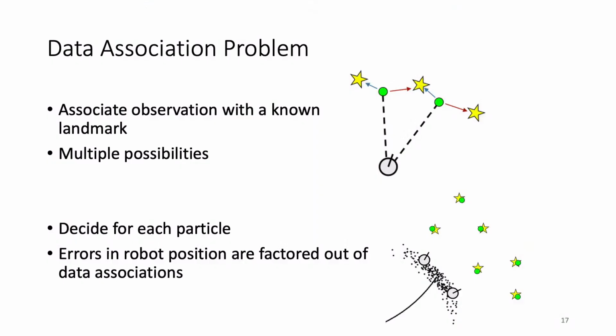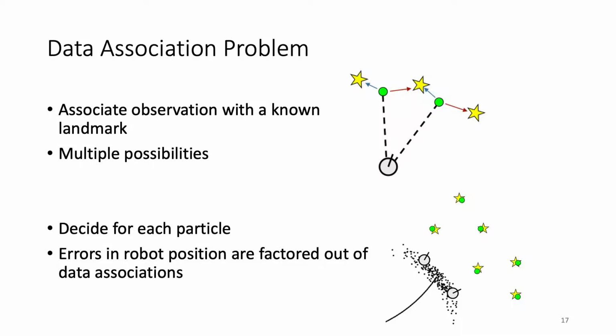Something every SLAM algorithm has to solve is the data association problem. This means we get a measurement of, for example, 2 landmarks, but as you can see in the picture on the right, it's difficult to decide, okay, did we perceive the left 2 landmarks or the right 2 landmarks? So there are always multiple possibilities.